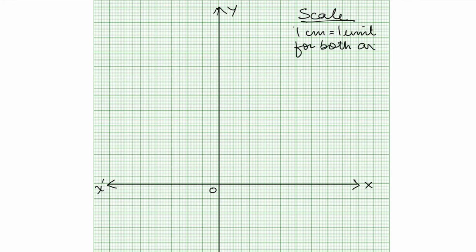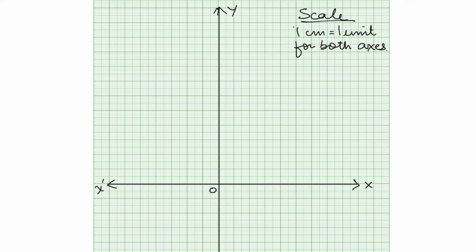This is the graph paper. So this is the x-axis and this is the y-axis. This is the origin. Now we have to write down the scale. So the scale I can take as 1 centimeter is equal to 1 unit for both axes, right?